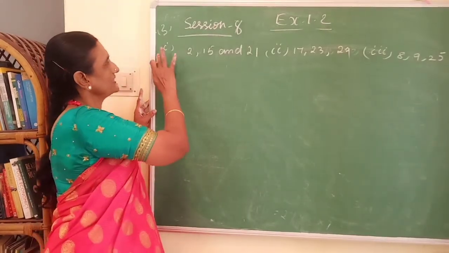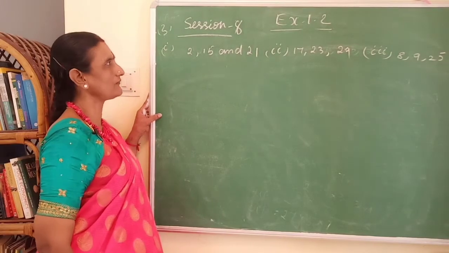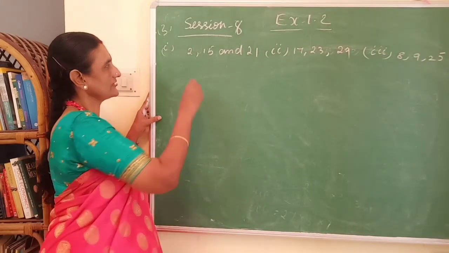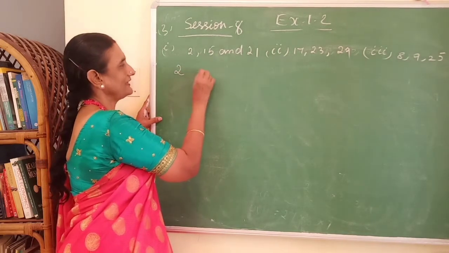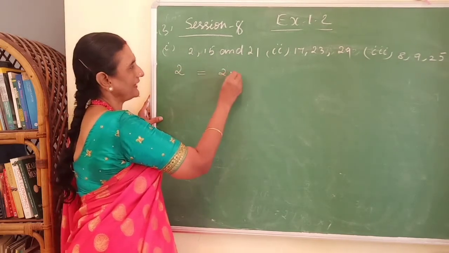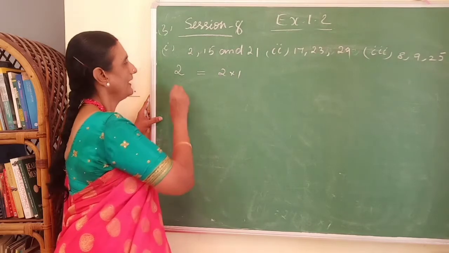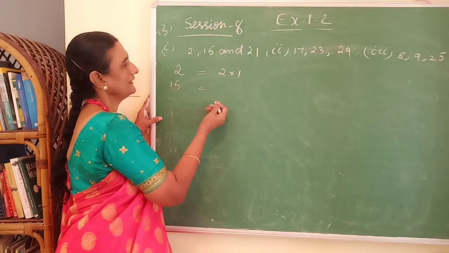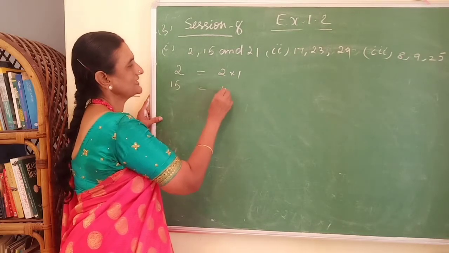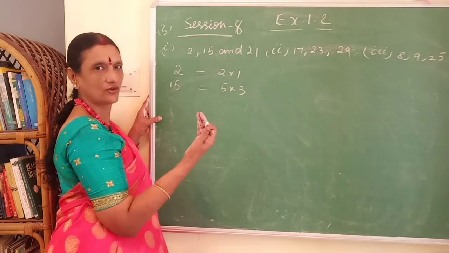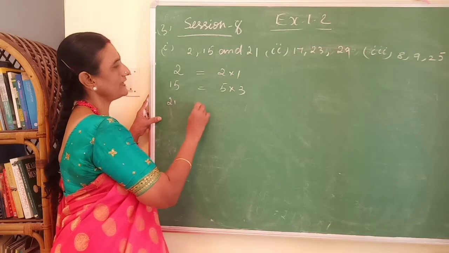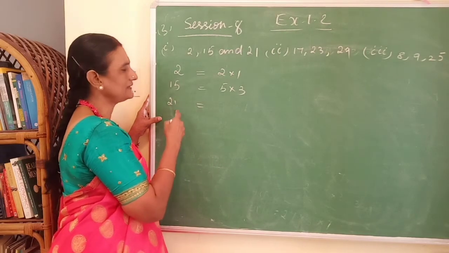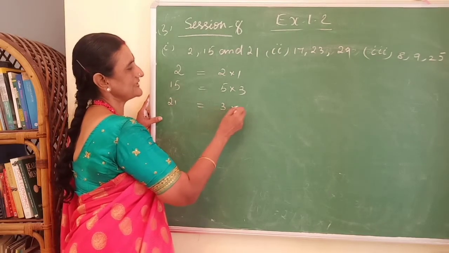The first subdivision: find the HCF and LCM of 2, 15 and 21. Now, 2 is a prime number and doesn't have any other factor except 1. Therefore, we write 2 as 2 into 1. And 15 can be factorized as 5 into 3. That's all, no other prime factors. And 21 is also a composite number, which is nothing but 3 7s.